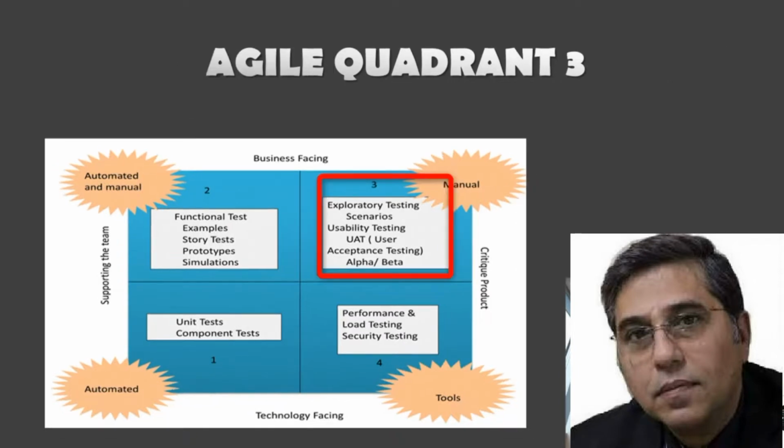Agile Quadrant 3. This quadrant classifies the business-facing tests that exercise the working software to see if it doesn't quite meet expectations or won't stand up to the competition. When you do your business-facing test, try to emulate the way a real user would work with your application. This is manual testing that only humans can do.